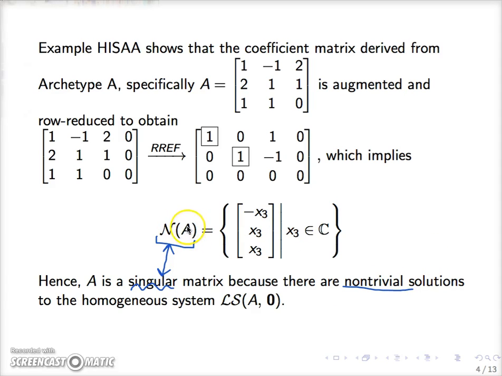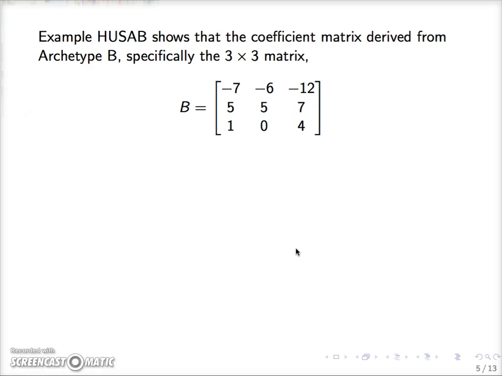If the null space of the matrix, or the solution set of the homogeneous system, contains only the vector of zeros, then we would say the matrix is non-singular.